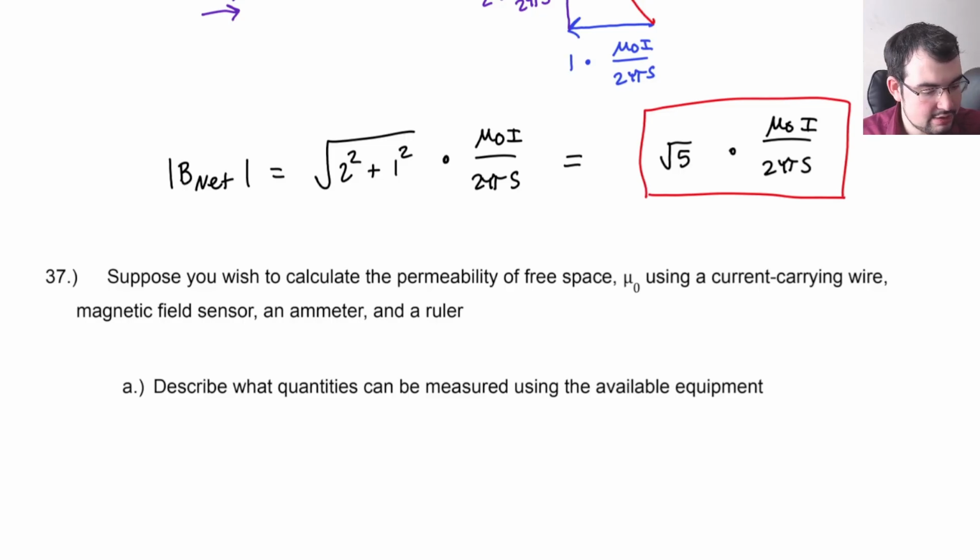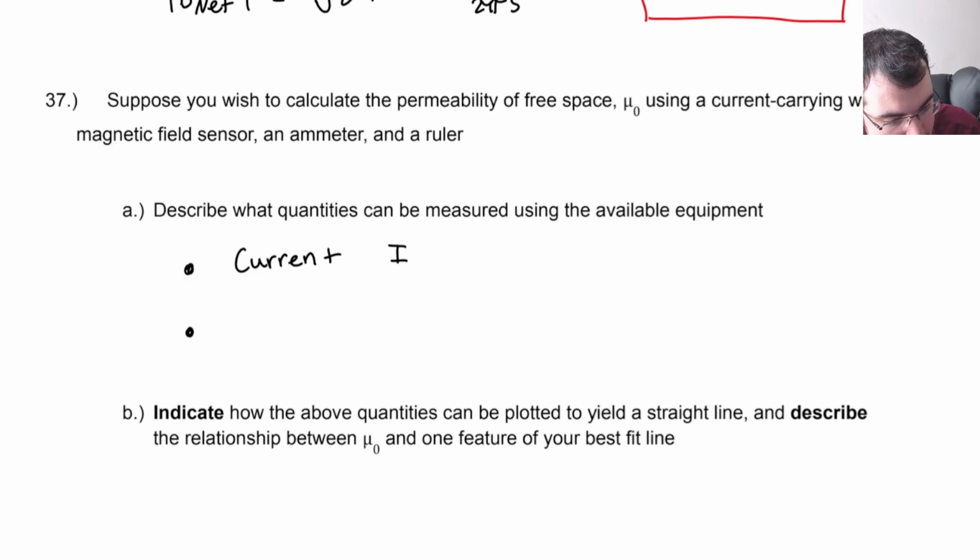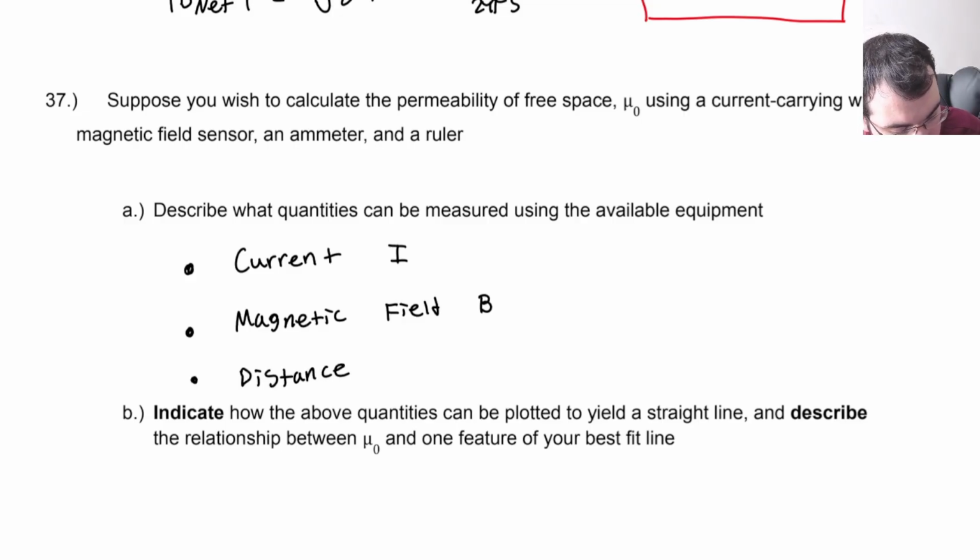All right, lastly, for our B field from wires: suppose you want to find mu naught using a current carrying wire, a magnetic field sensor, ammeter, and ruler. So what can we measure? Well, since we have an ammeter, we can get the current. We can also measure the magnetic field B. And we also have a ruler, so we can get the distance r.